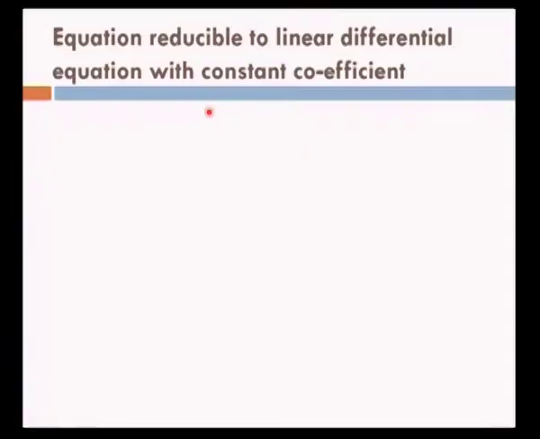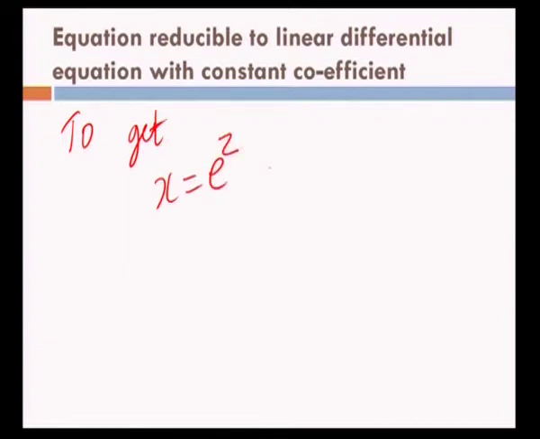This reduction can be done by taking some steps. Equation reducible to linear differential equation with constant coefficient. To get the equation reducible to linear equation with constant coefficient, we need to do some substitution. That substitution is let x is equal to e power z.